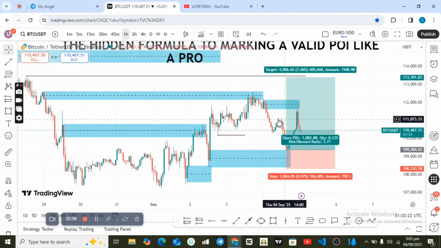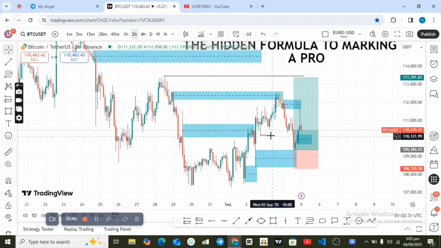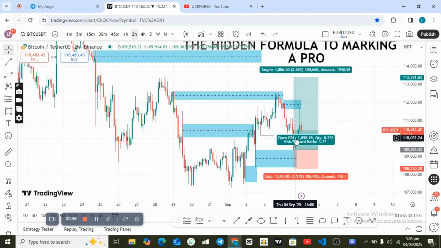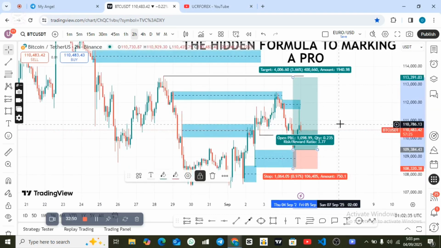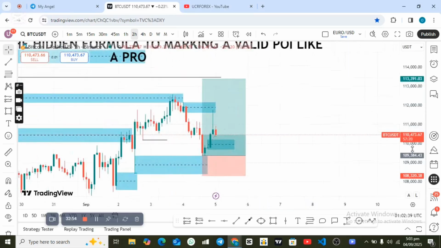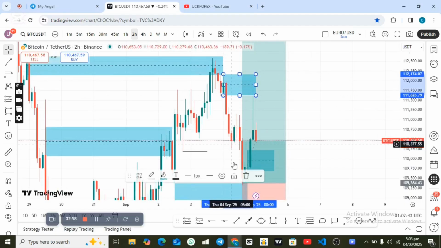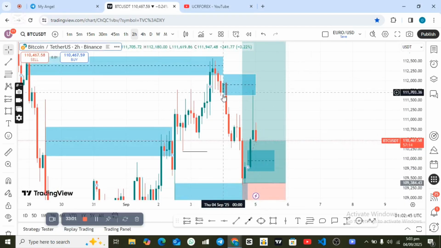Though there was another zone here, another counter trend POI around this level, which you can see on a 1 hour and a 2 hour time frame. There's an internal break of structure here, and after that internal break of structure, you can see there's a particular POI. Look at it here, my friend. It is a one candle POI.